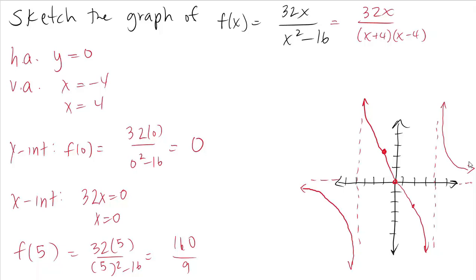As an aside, if we had taken the time to notice that this function is odd, we could have tested this to see if it was odd. Then we could have just drawn these first two parts of the graph and then drawn the reflections through the origin to get the rest of the graph.